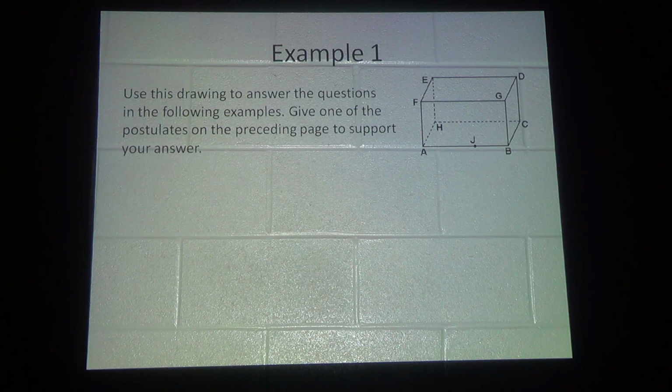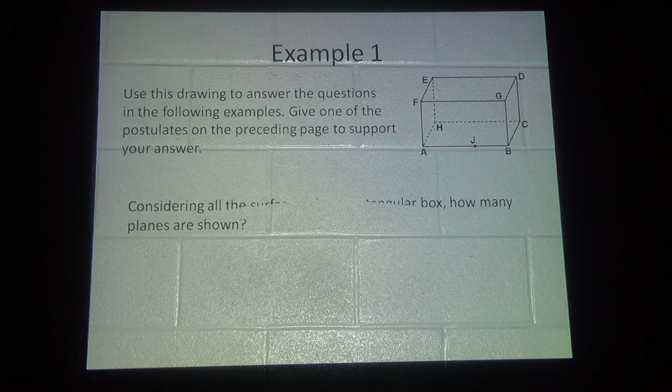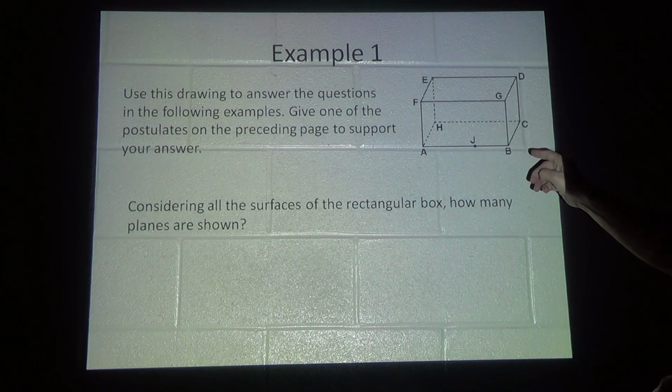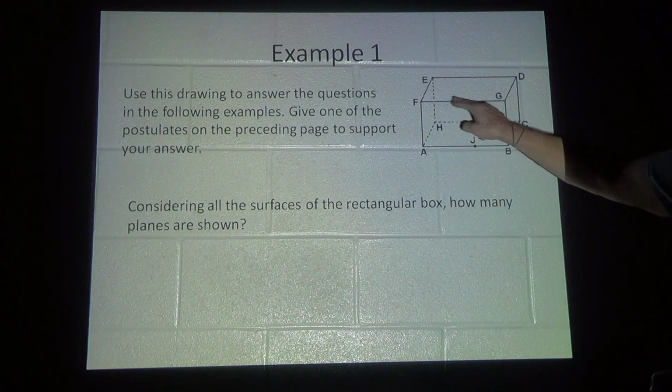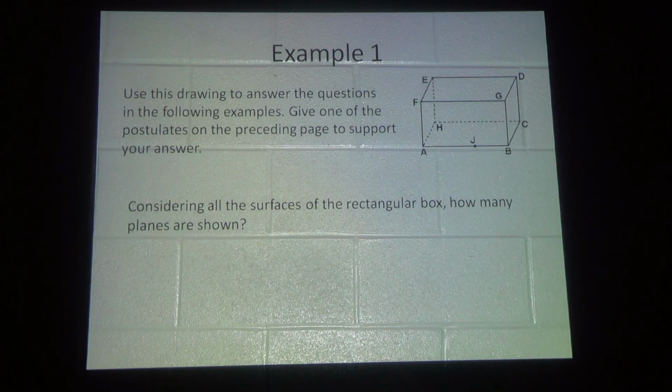Example 1. They want us to use this drawing to answer the questions in the following examples. Give one of the postulates on the preceding page to support your answer. So question 1 is simply this. Considering all the surfaces of the rectangular box, how many planes are being shown? So you have the front, the back, the 2 ends, the top and the bottom. So you have a total of 6. So there are 6 planes that are shown.